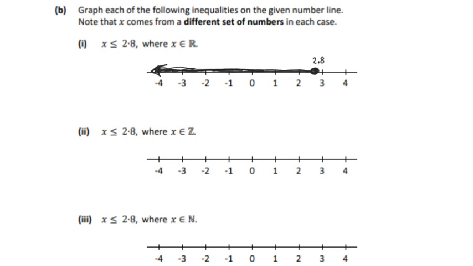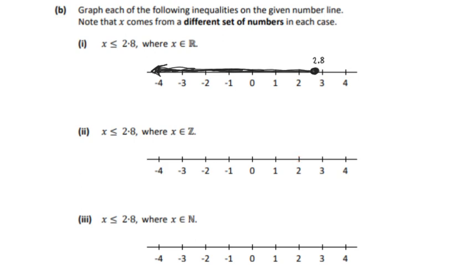Now let's go on to the second part, and we have z, which are integers. So they are positive and negative whole numbers, including 0. So we cannot reach the 2.8, okay, we can't go to the right of that. So we have to go to the left of that value to get the next whole number here.